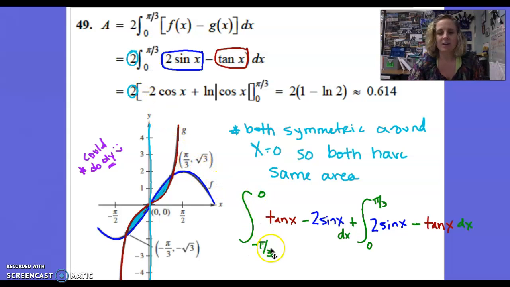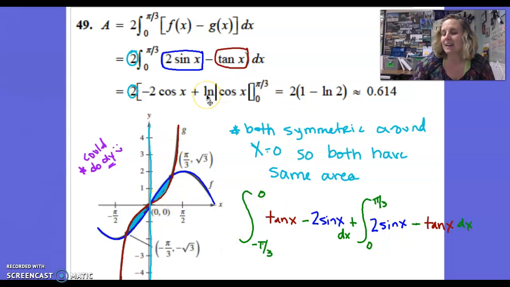You can do them separately. Do the integral from negative pi thirds to 0. The tangent function would be on top, minus the blue 2 sine of x function on the bottom. And then you're going to add to that the integral from 0 to pi thirds of 2 sine of x on the top minus the tangent function on the bottom. You will get the same area.